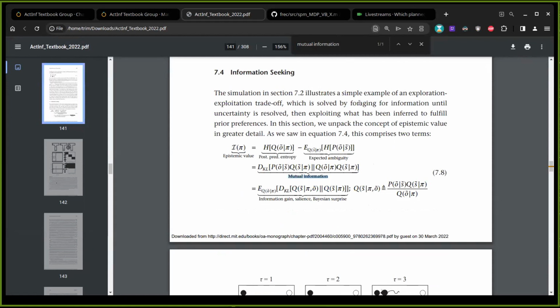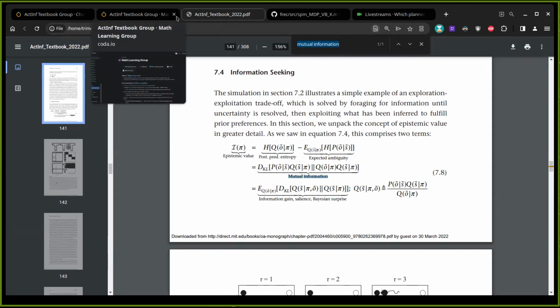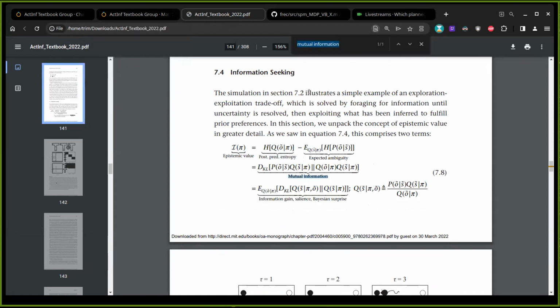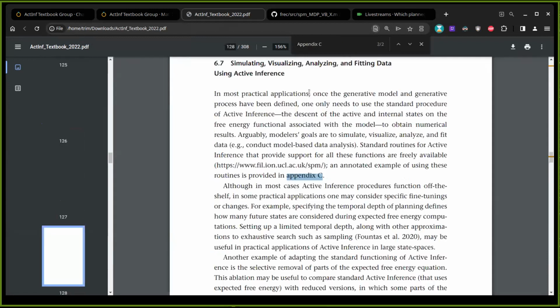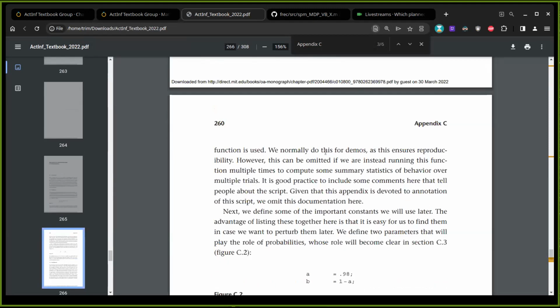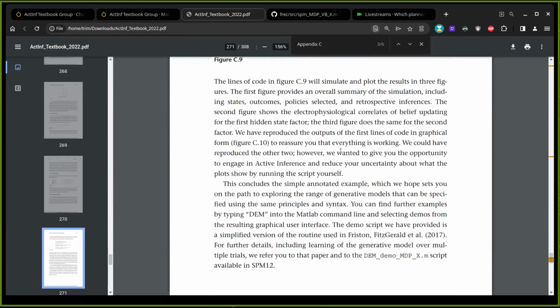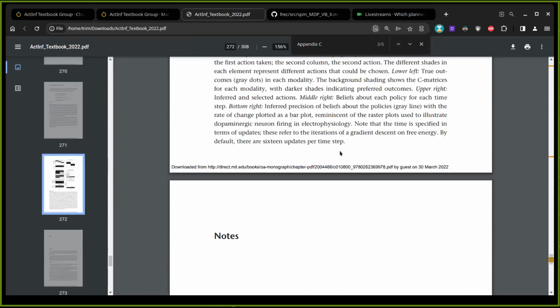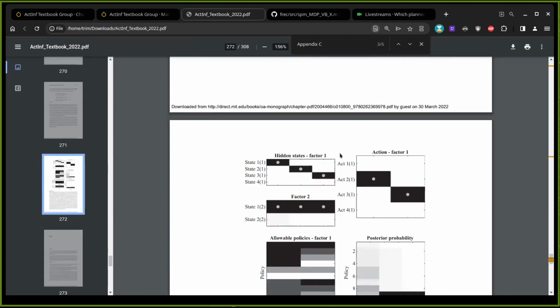I think Appendix C says about being able to play around with the numbers to get an intuitive understanding, but I'd want to see more than just playing around with the matrices, the inputs. So yeah, it's just an update on where I am really.